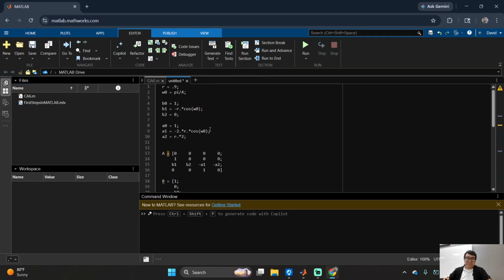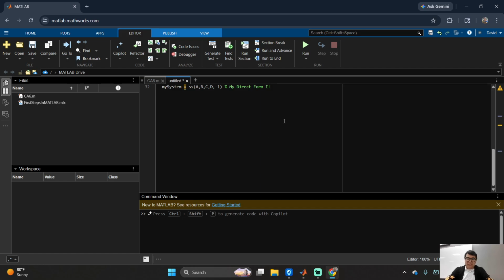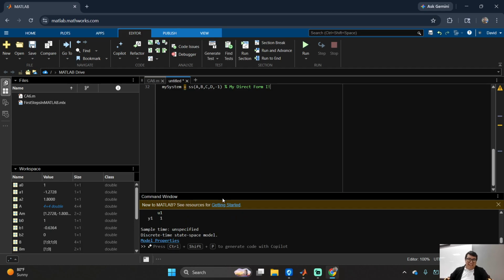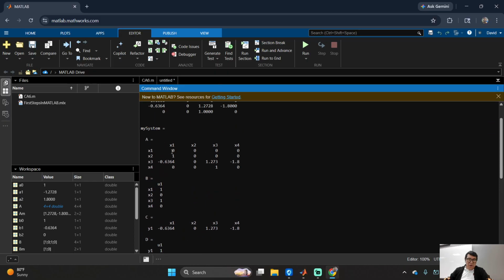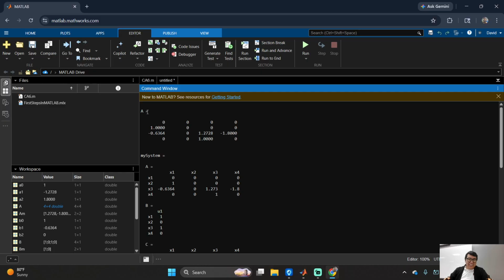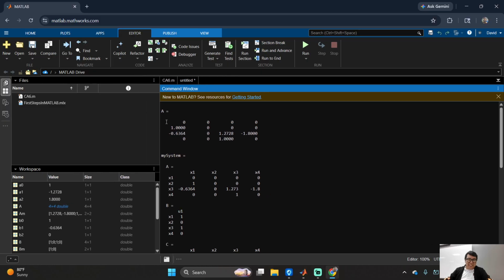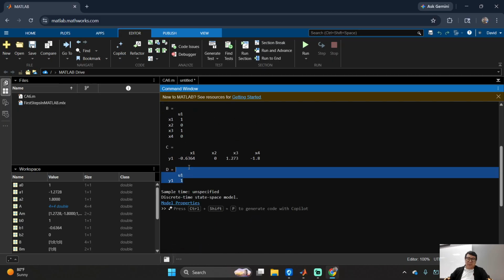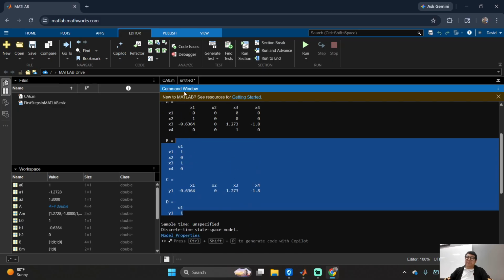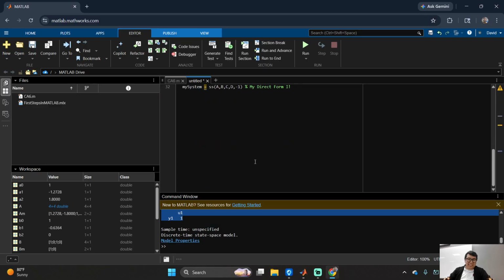Both of them. Okay. Run it. Thank you. It worked, everybody. Woo! It recognized the A's, the B's, the C's, and the D's. What does this look like? That's our system that we created with our direct form 1 block diagram. We're ready to program. All right.